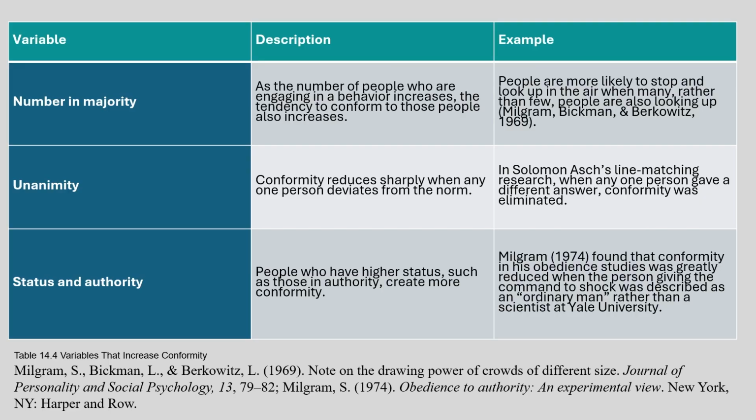Status and authority. People who have higher status, such as those in authority, do create more conformity. An example of this was the Milgram study, where they found that conformity during that obedience study was greatly reduced when the person giving the command to shock was described as an ordinary person, rather than a scientist at Yale University.